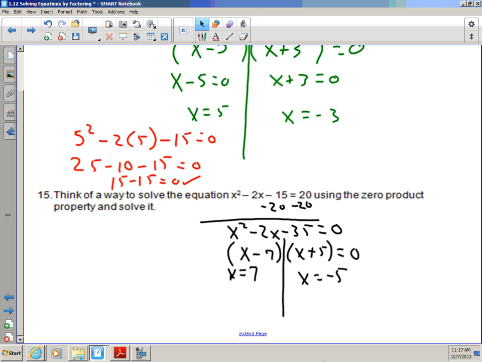So the point of today's lesson was to show how the zero product property is used to solve quadratic equations. And what we're talking about is a situation where we want to have two expressions multiplied by each other set equal to 0.